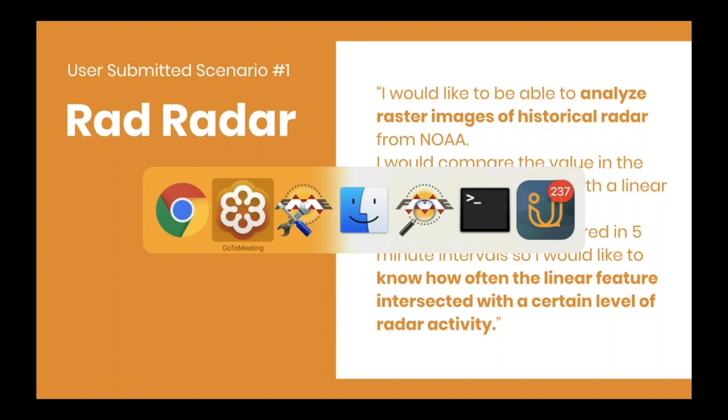And what they want to do is take these freely available rasters, and they wanted to compare these radar images. I'm assuming they're of precipitation. That's the thing we typically use radar for when you see the Doppler on the news. These kind of images with a linear feature of an electric line, and they wanted to see how often does the radar or the precipitation or clouds intersect with the electric line.